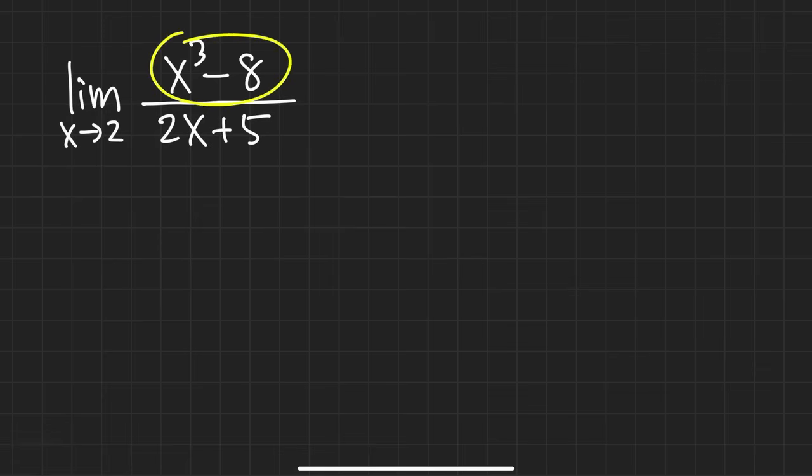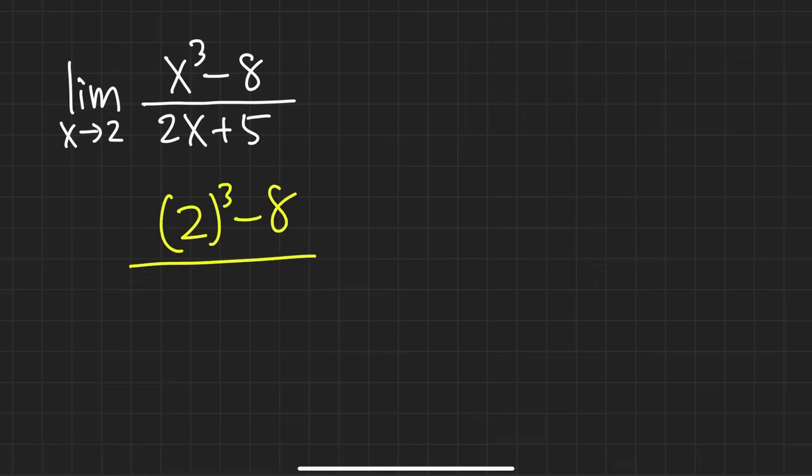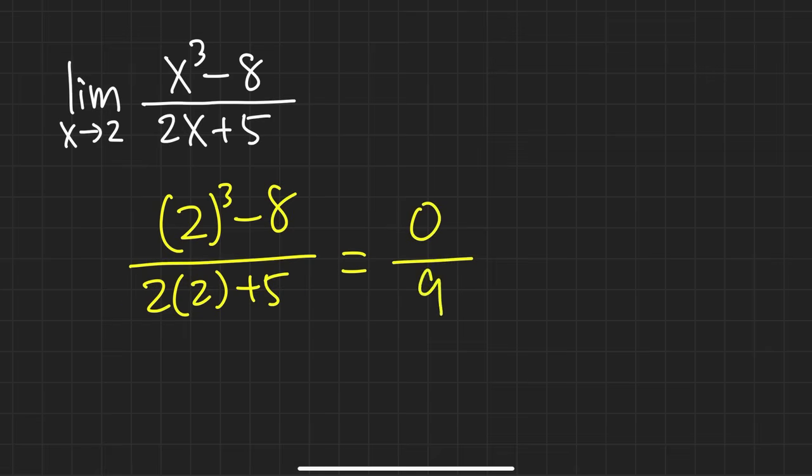Yes, the top can be factored in, but we don't have to do that because when we have 2 to the third power minus 8 over 2 times 2 plus 5, the top right here is 2 to the third power is 8 minus 8, we have 0. The bottom here is going to be 4 plus 5, which is 9. So what's 0 over 9? The answer for this is just equal to 0. We get to draw a conclusion. So the answer for this limit is just equal to 0.